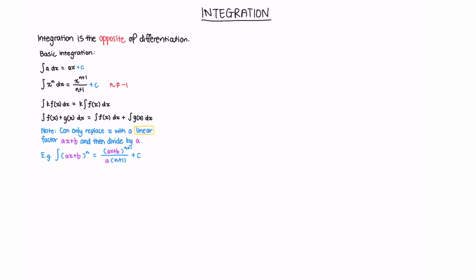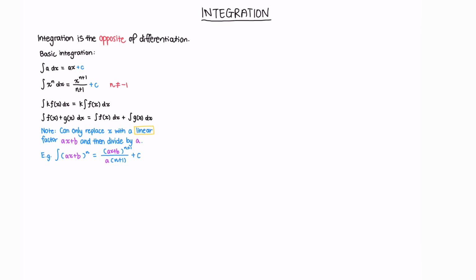Now, what I want you to know is the reverse chain rule. So usually with chain rule, what you want to do is replace x over here with f(x), and then you times by f prime of x on the right side over here. However, for integration, we can't replace x with any f(x). It can only be a linear factor, ax plus b.